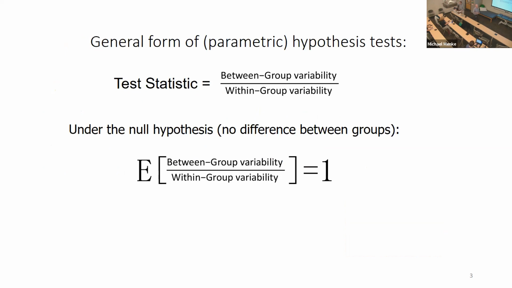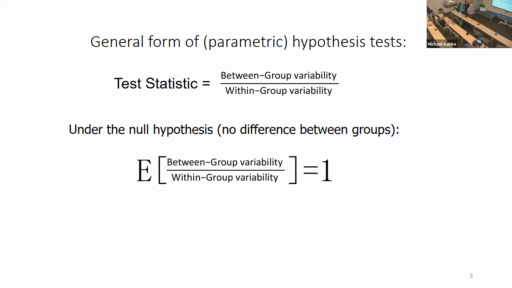So the general form of a parametric test, and we'll talk about parametric versus non-parametric pretty soon, looks like this. We're looking at a signal to noise ratio: between group variability, i.e. in this case, mean differences, relative to background noise, or what we more commonly call error in the data, just scatter in the data due to differences in the subjects we have in the sample.